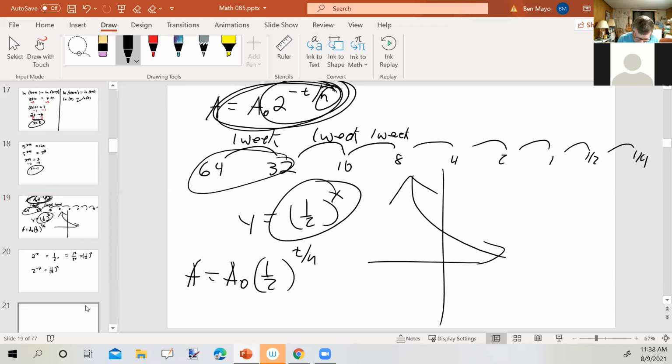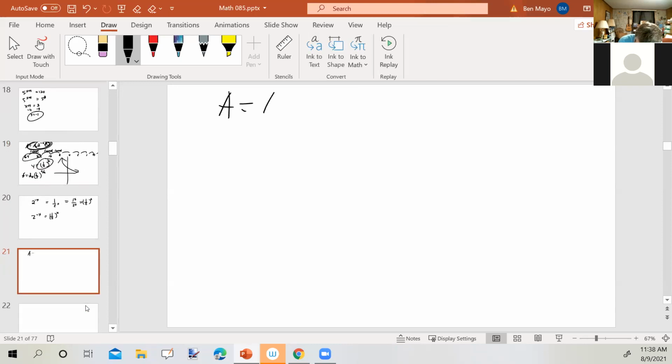Okay, so back to this. A equals a sub 0 times 2 to the negative t over h power, where a sub 0 is the beginning amount and a is the ending amount. All right.